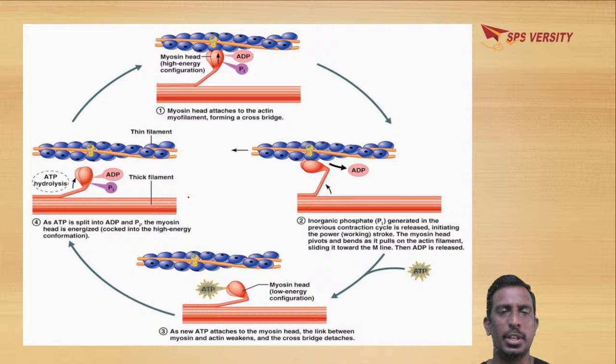In this diagram, which is about the sliding filament theory, in step 1 it is seen clearly that the myosin head attaches to the actin filament by utilizing one ATP. When ATP is utilized, it forms ADP and Pi. And this myosin head, which attaches to the actin filament, pulls the actin filament towards the center, that is, towards the A band.